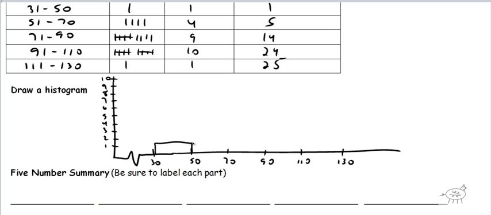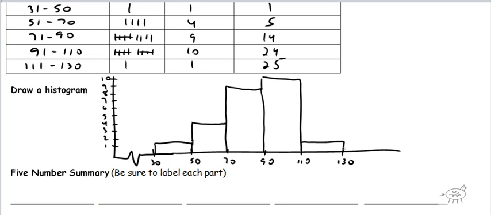Okay, so for 31 to 50, you only had 1 of those. And from 51 to 70, you had 4. So we're going to go up to 4 here. Try to be a little neat, be nice. 71 to 90, you have 9. So we're going to go up to 9. And then from 91 to 110, you're going to have 10. And then from 111 to 130, you're going back down to 1. Okay? And if you want to decorate these nicely, it's very nice.